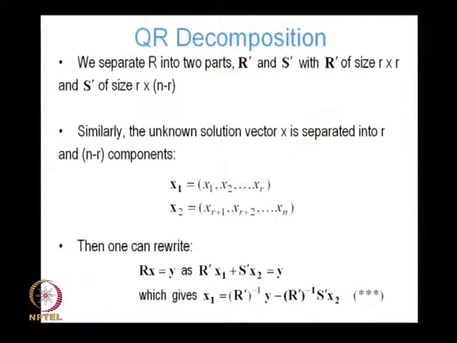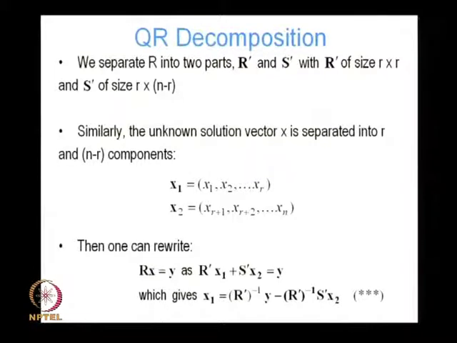We separate R into two parts, R prime and S prime, with R prime of size r by r. Remember that Q is of size m by r, so R must be of size r by n, because A is of size m by n. So, m by n is equal to m by r product with r by n. So basically we are going to split R into two parts, R prime of size r by r and S prime of size r by n minus r.